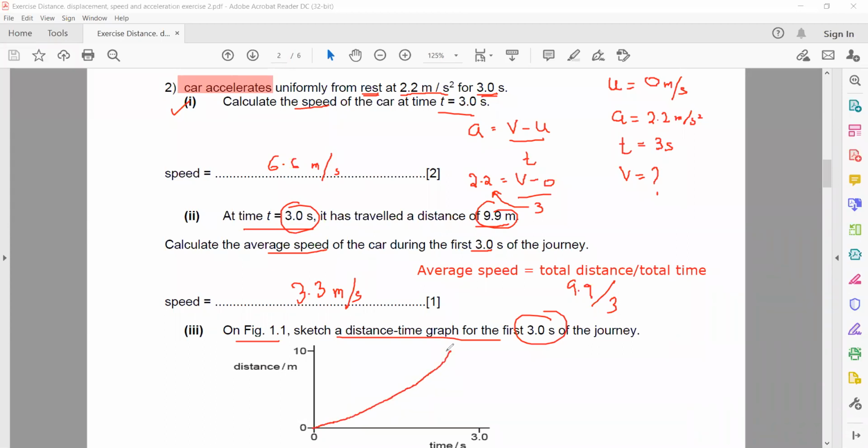accelerating. Yes, Abdullah. Sir, but they are saying till two, it's uniformly. Yeah, accelerate uniformly means acceleration is constant.